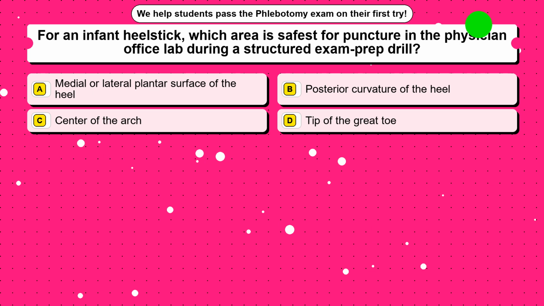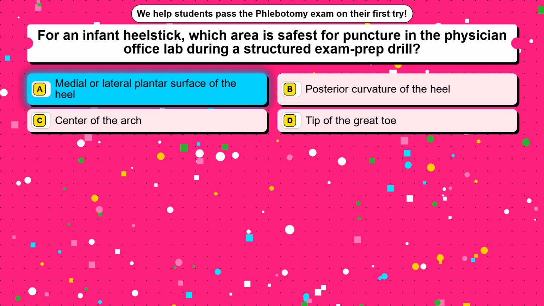Question 77. For an infant heel stick, which area is safest for puncture in the physician office lab during a structured exam prep drill? Option A. Medial or lateral plantar surface of the heel. Option B. Posterior curvature of the heel. Option C. Center of the arch. Option D. Tip of the great toe.